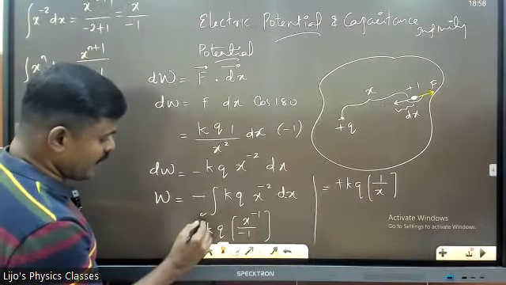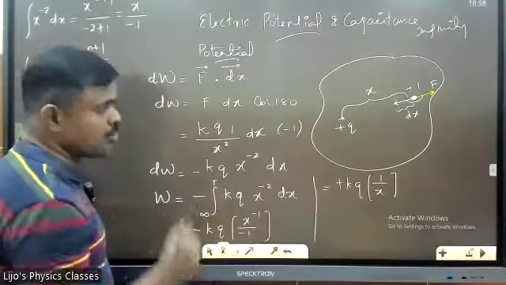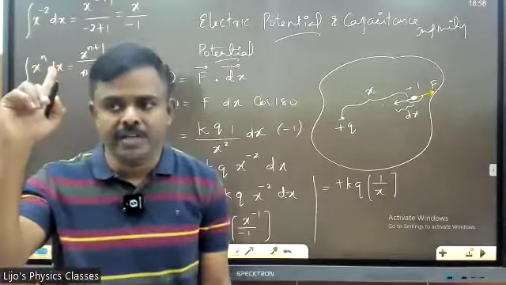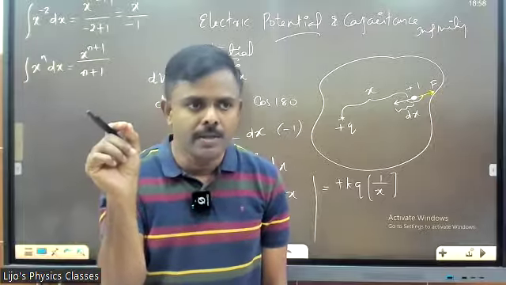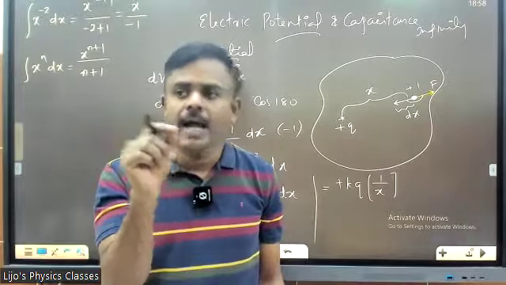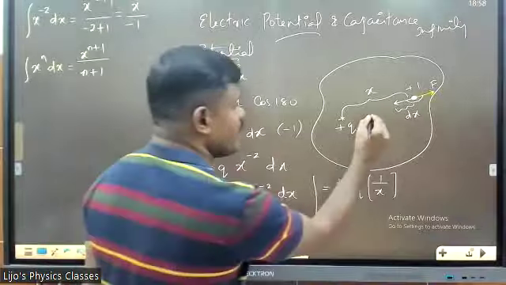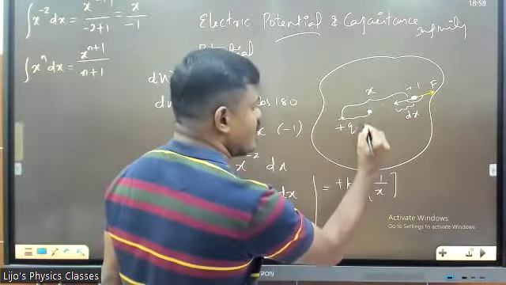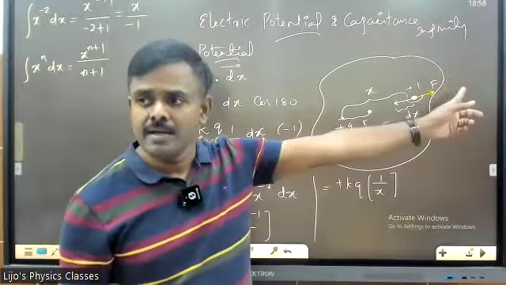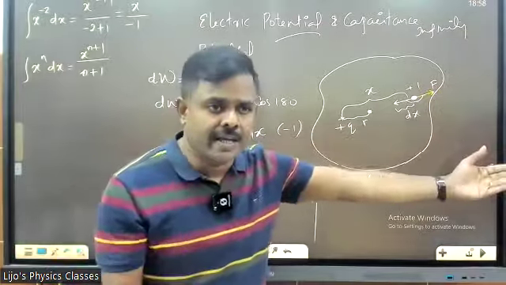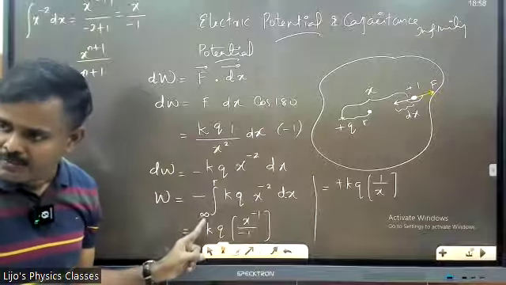I take it from infinity, I bring it to R. Because do you remember the definition? Work done to bring a plus 1 coulomb from infinity up to the point. Up to the point means somewhere here. To that point, the distance may be called R. Okay, so you are coming from where? Infinity. So the lower limit should be infinity.